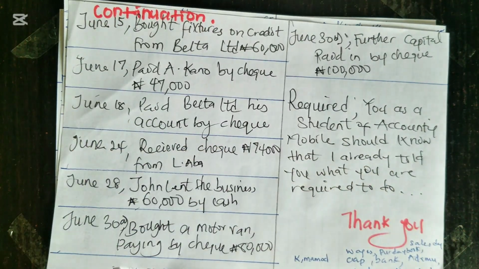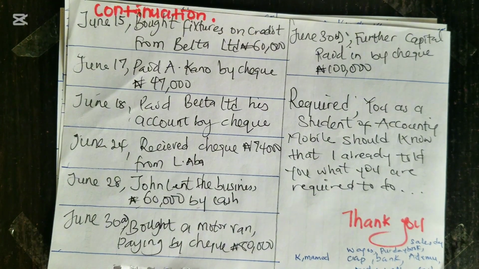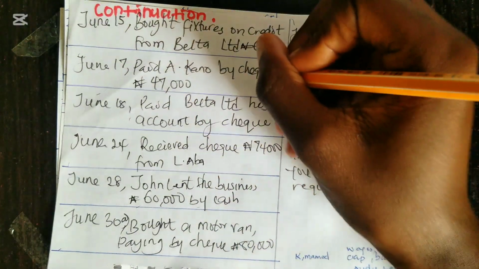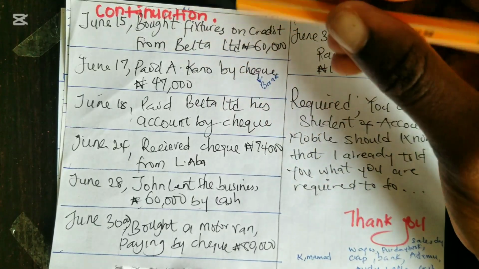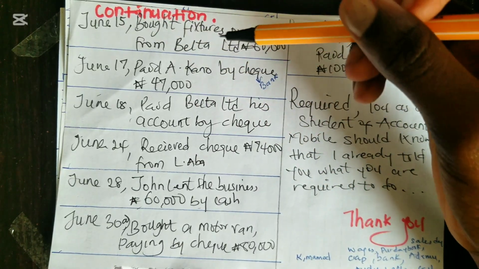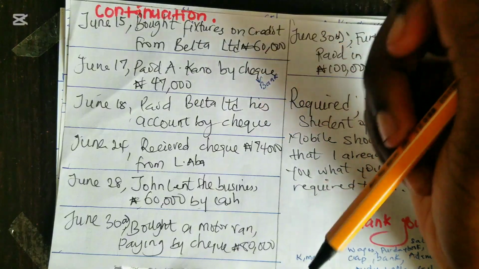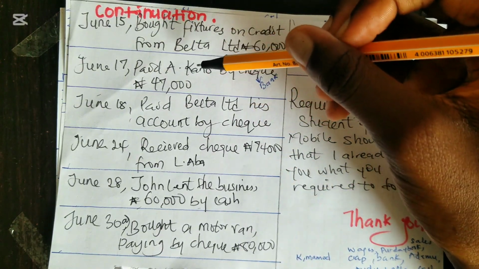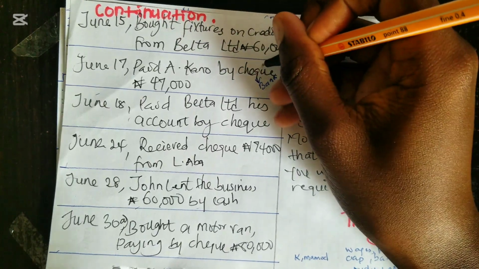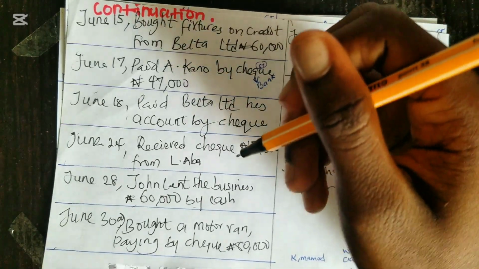So June 17 now, paid Akano by check. Because you are giving Akano money by check, you should not be confused. Paying by check is not different from paying by cash. It's the same thing, but check means bank here. So you are paying Akano, that means Akano is receiving the money. So you are going to debit Akano's account and you are going to credit bank's account, because it's through check you are giving.